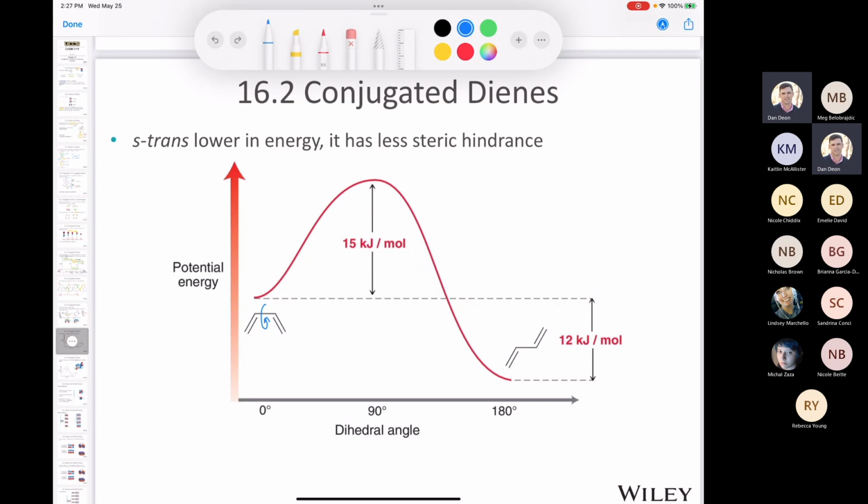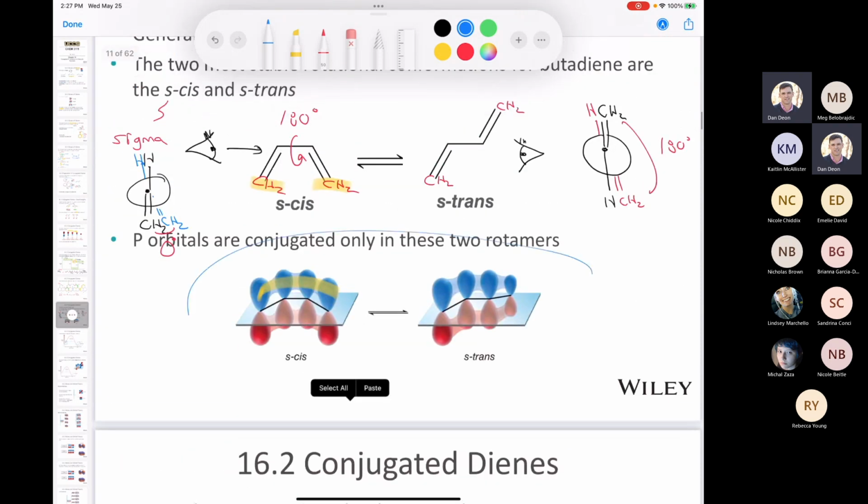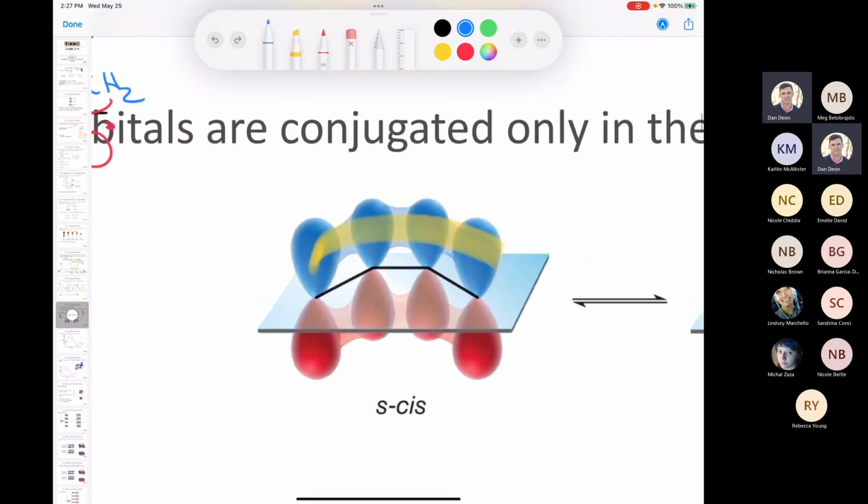Well, why would it cost you energy to do that? Remember that whether you're looking at the S-cis or the S-trans, in either of them, all the p orbitals are perfectly overlapped. Think about it. What would happen if you were to try to take this S-cis and rotate this bond? Are this p orbital and this p orbital going to overlap when you twist that 90 degrees, to try to rotate the whole thing around to 180? No, they're not going to overlap.